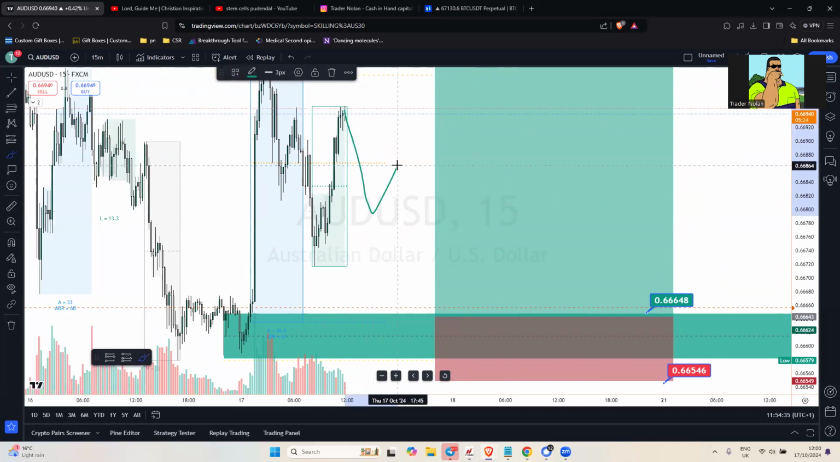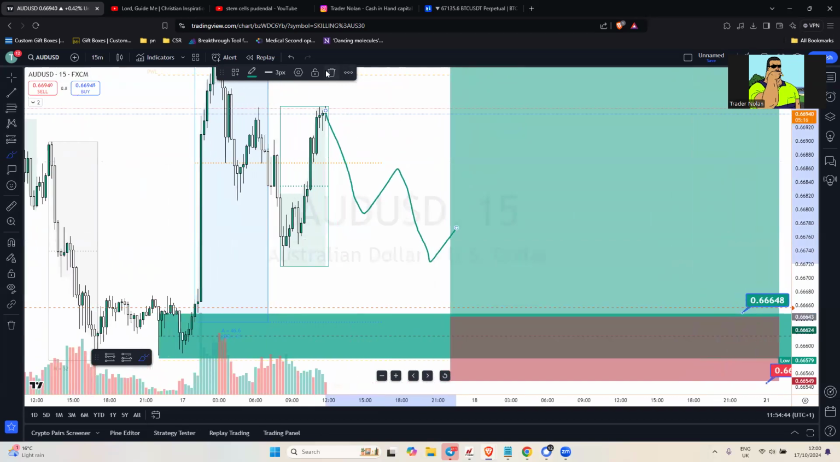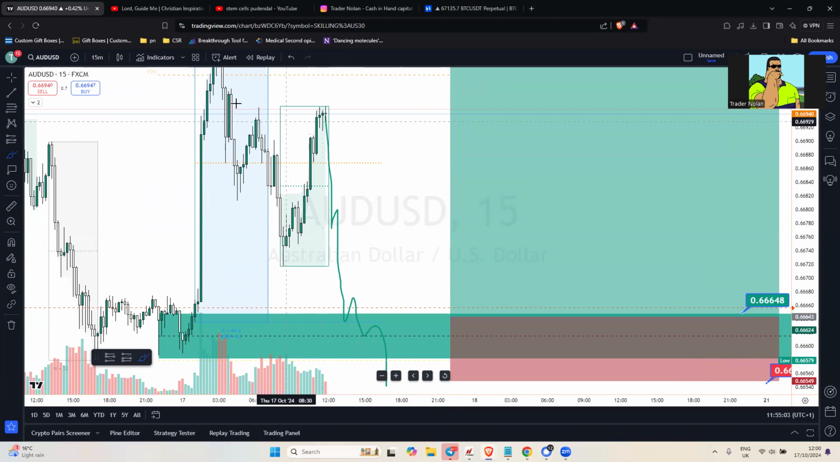So say the brush tool, it's doing this. It gets to around, well, it's going to be a bit sooner than that, but let's do that again. So say we're here and it's doing this and then it just wicks through the zone. Obviously, I'm not going to put that trade on. As it's getting into the zone, I'm going to make a discretionary call if I want to take that trade or not.